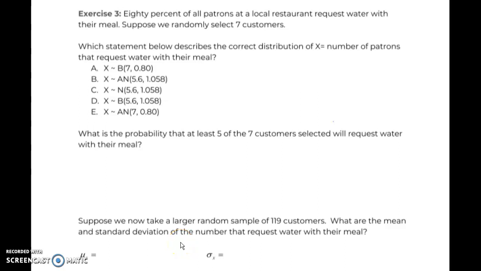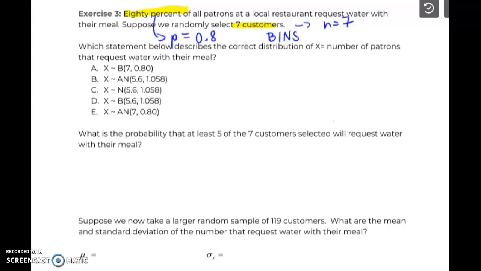Here's one last example. We're going to look at this example where 80% of the patrons at a restaurant request water with their meals, and we're looking at 7 customers. So again, you can see right over here we have P equal to 0.8 and N equal to 7. So right away when we see a P and an N, we're going to say, oh, that looks like it's binomial.